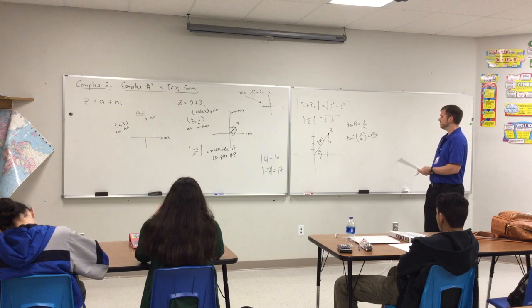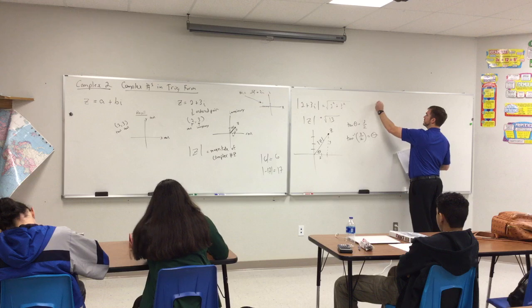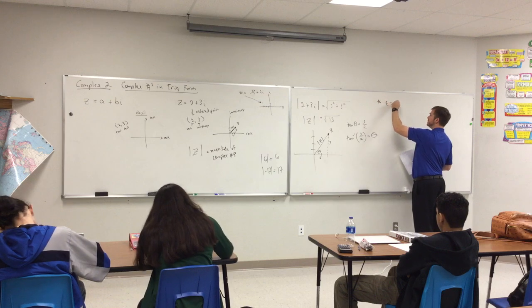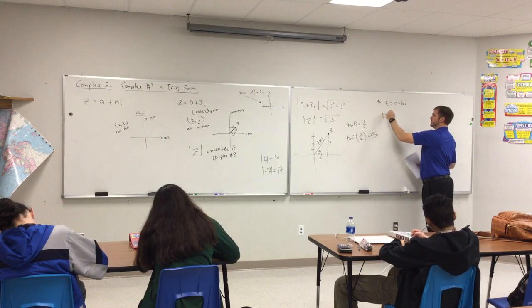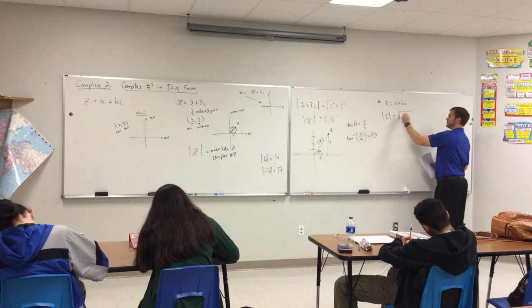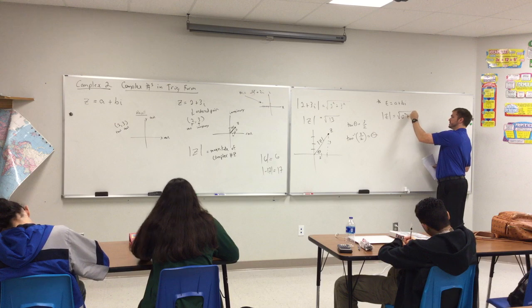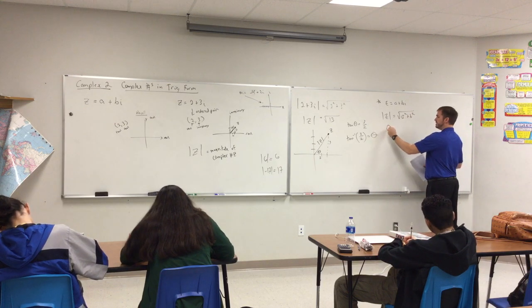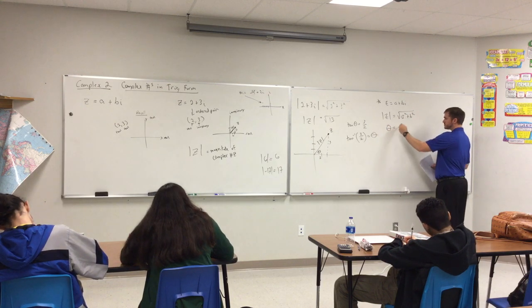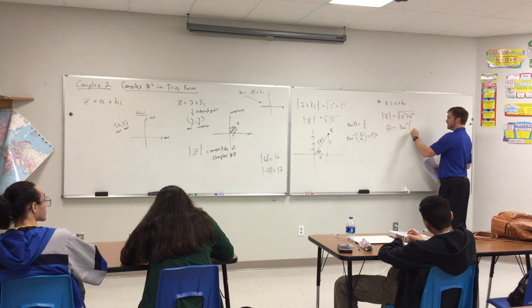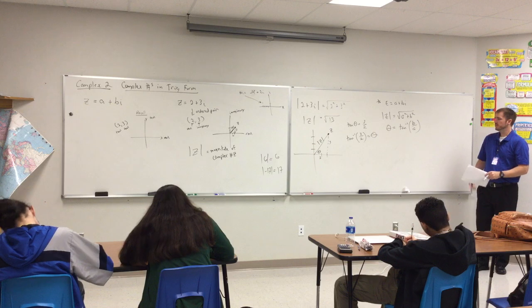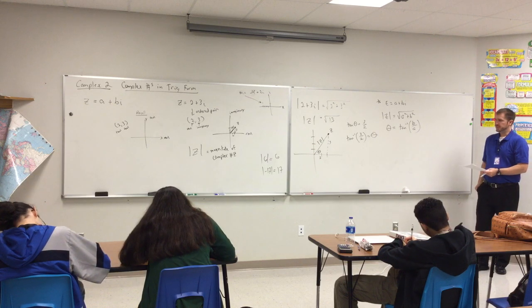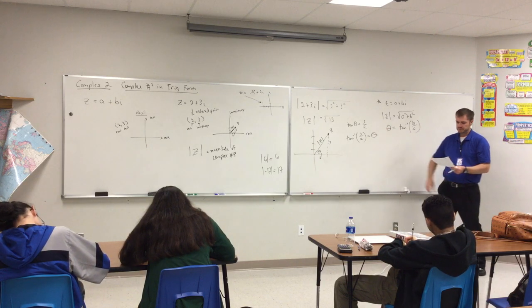So in general, if you have z equals a plus bi, the magnitude of z would equal the square root of a squared plus b squared, and theta would equal inverse tangent of b over a. That's just generalizing what we saw here with the numbers 2 and 3.